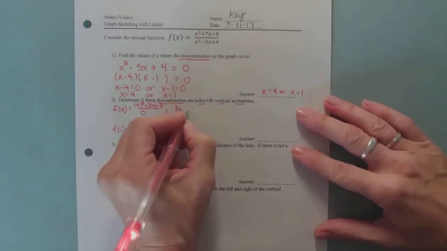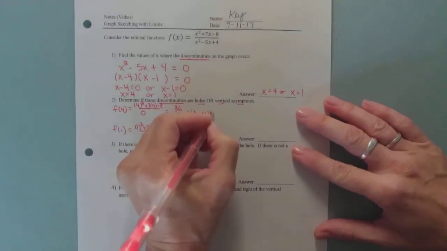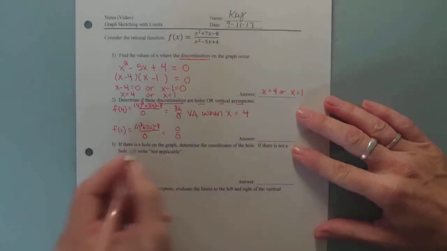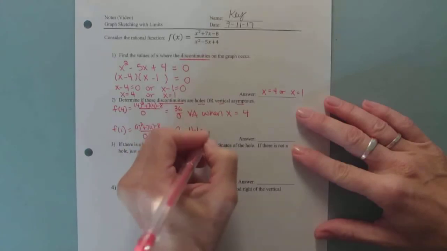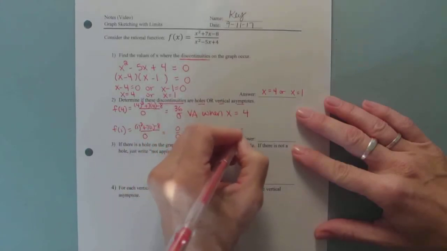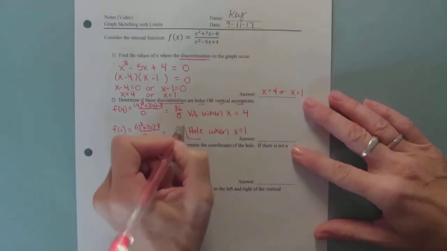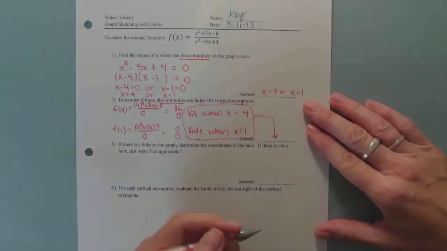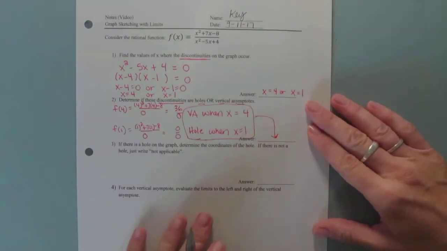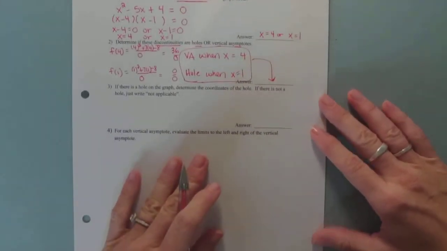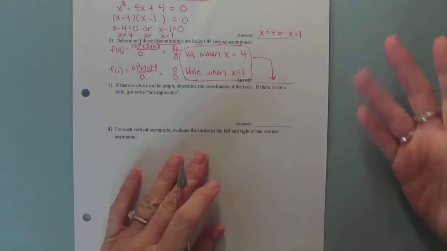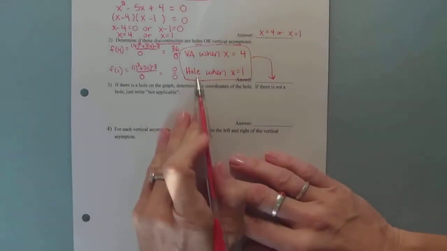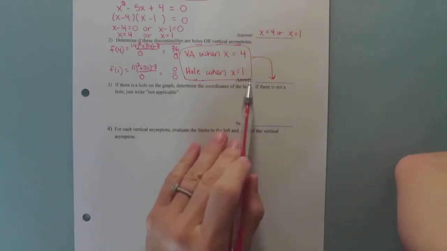So this indicates that we have a vertical asymptote when x equals 4, and we have a hole when x is 1. So there are my answers. I'll push that with an arrow toward the answer line so I don't have to recopy it. Okay, number 3. If there is a hole, which we have, determine the coordinates. And if not, just write not applicable. Okay, so we do have a hole.